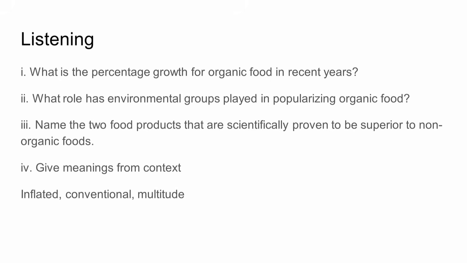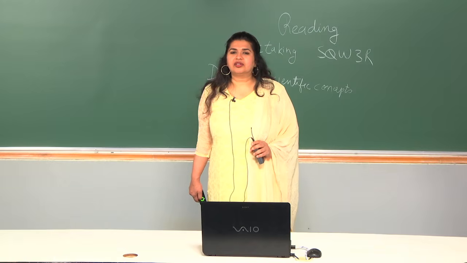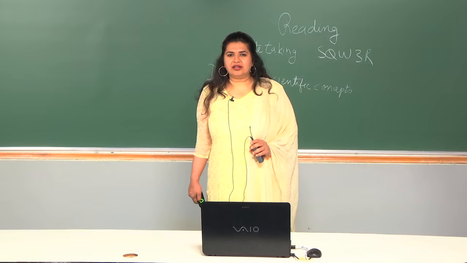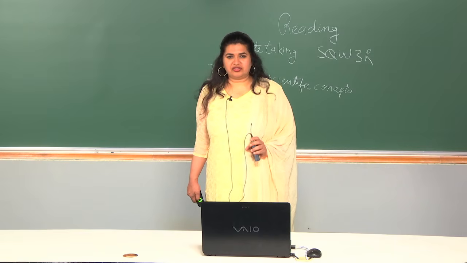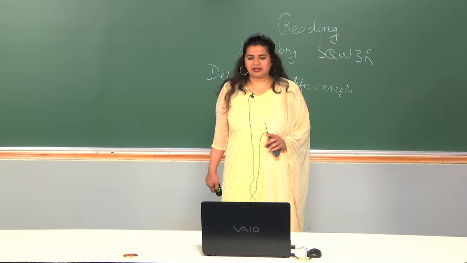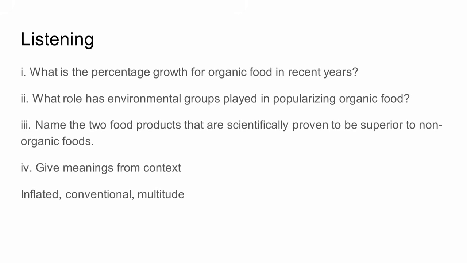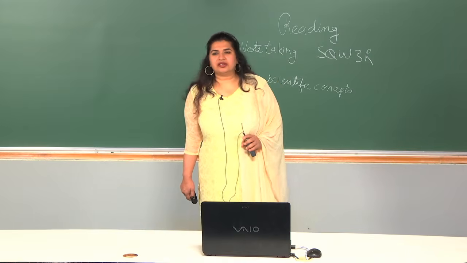The answer should be, and I can quickly give you the mental notes that I had prepared while reading, that because organic foods do not use pesticides, etc., environmental groups have been pressurizing a lot or have been publicizing organic food a lot. And name the 2 food products that are clearly mentioned as scientifically proven to be superior to non-organic foods: organic milk and organic tomatoes. Now, give meanings from context: inflated, conventional, multitude. You will have to listen to the passage again and then please use your dictionaries wherever necessary.